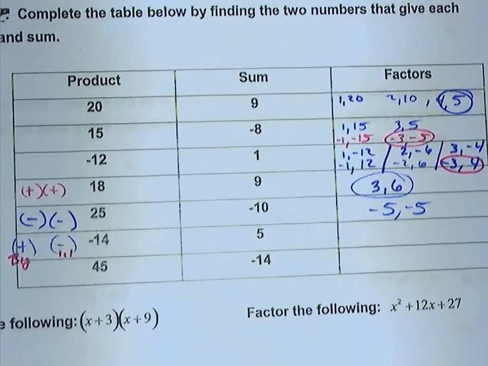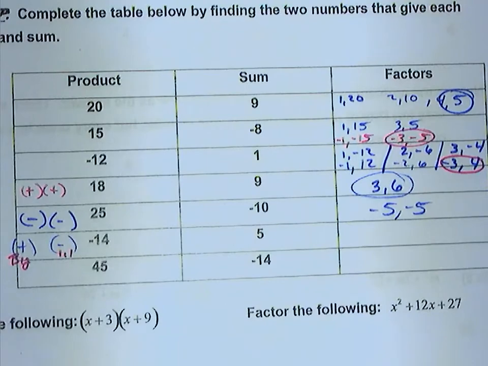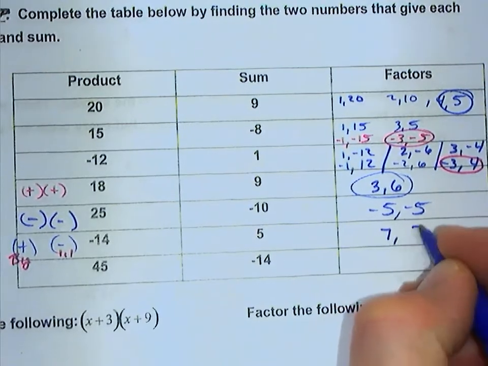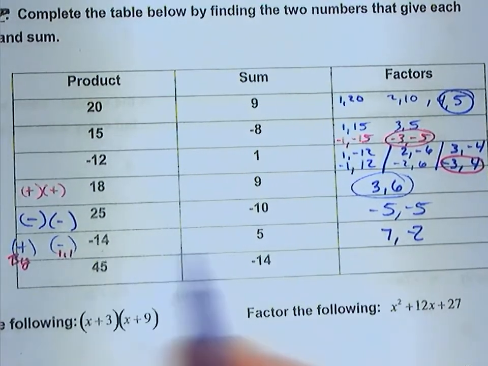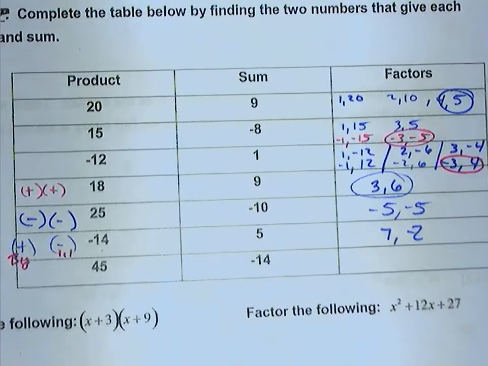All right, so do we have factors of this guy? What are factors of negative 14 that add up to 5? Yes, sir. 7 and negative 2. Multiplied together gives negative 14, and added together adds up to 5. Works out perfect.